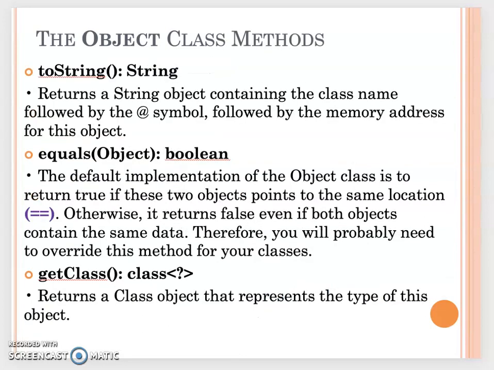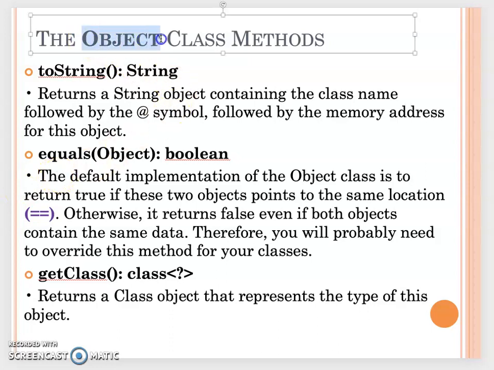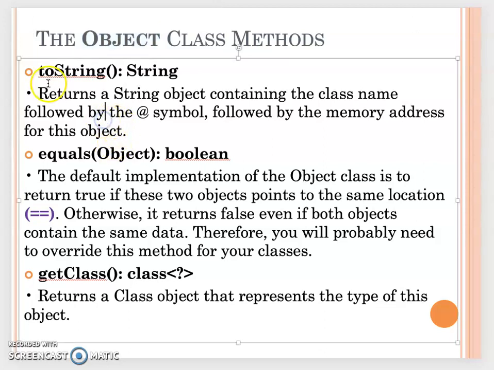Since we say every class inherits from the Object class, all the methods we define in the Object class are available to all the classes we define in Java. That's why I want to introduce a couple of important methods that are already default in every class in Java. The first one is the toString method. Here I have the method name and return type.